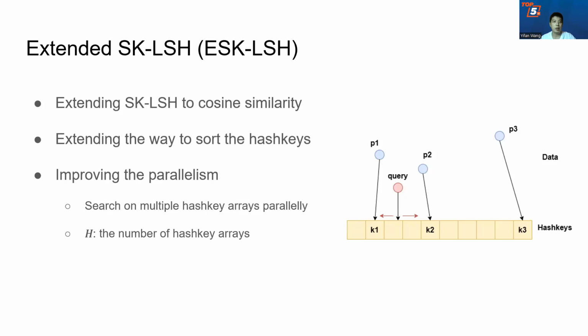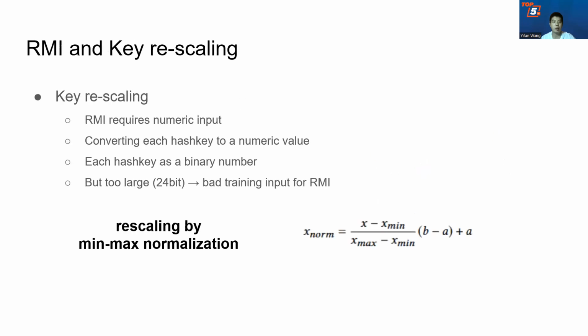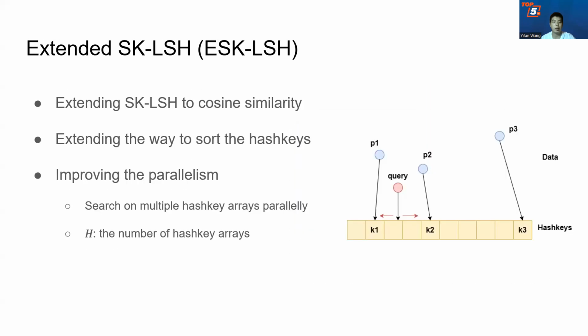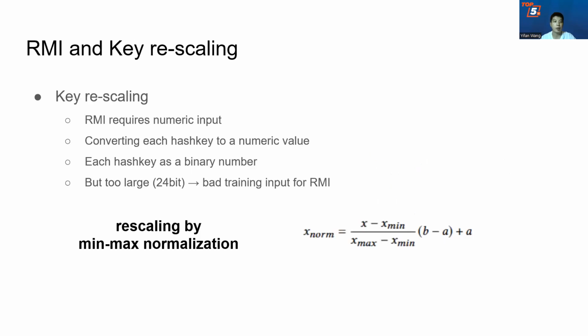And next would be our individual components. First is the extended SKSH. So we extend it to cosine similarity, and we extend its way to sort hash keys, and we improve the parallelism. So originally SKSH searched the hash key arrays iteratively, but now we do it in parallel. And here is an important notation: H is the number of hash key arrays. We will use it later.